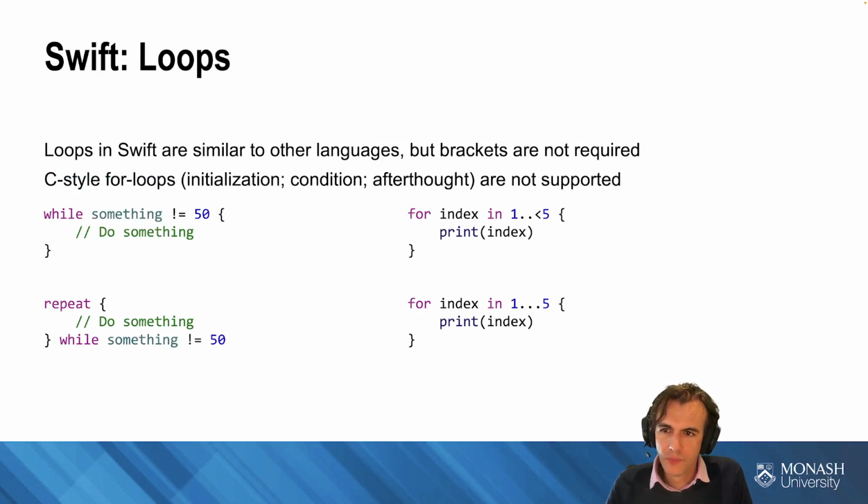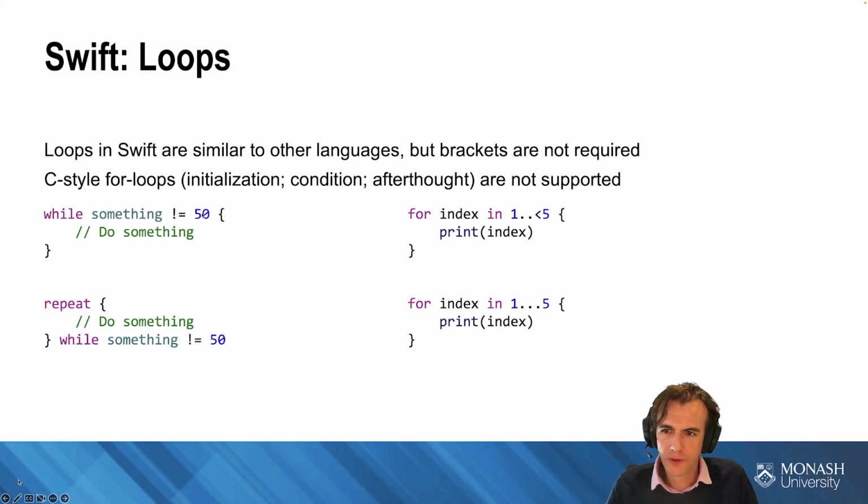So loops in Swift are similar to other languages. Again, brackets are not required. Now, one notable exception is that Swift doesn't have C-style for loops. That is the ones that are structured with an initialization, a condition, and an afterthought. Here are some examples of different Swift loops.